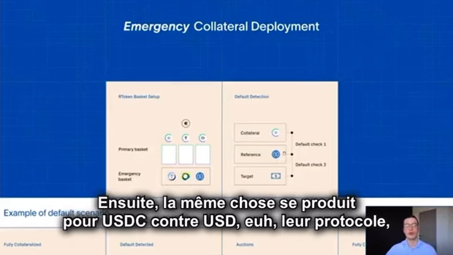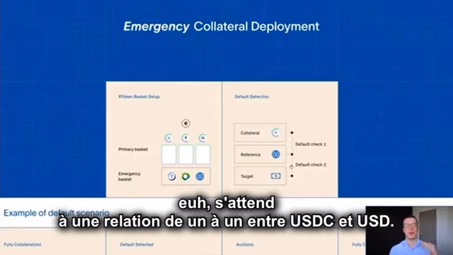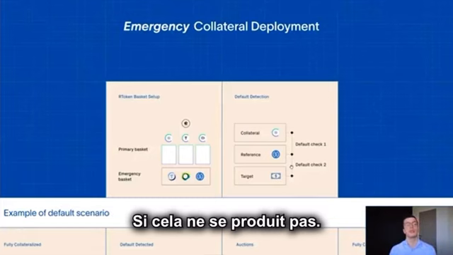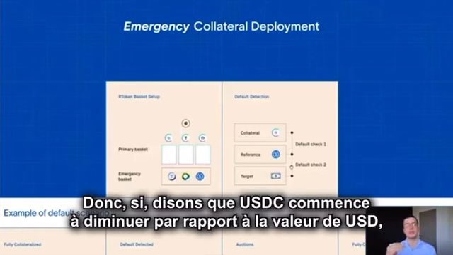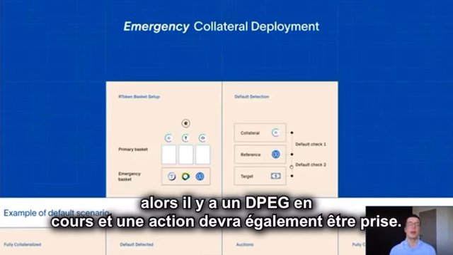The same happens for USDC against USD. The protocol expects a one-to-one relationship between USDC and USD. If that does not happen, so if, let's say, USDC starts decreasing against the value of USD, then there's a depeg going on, and also some action will need to be taken.